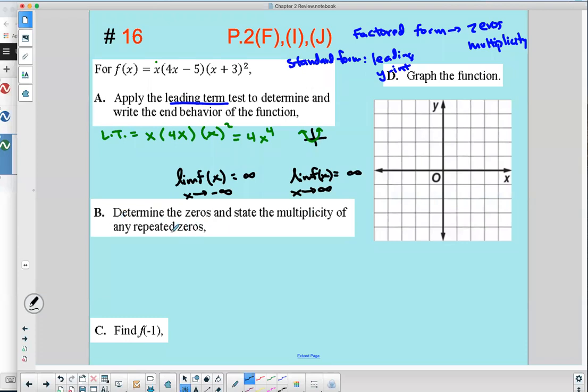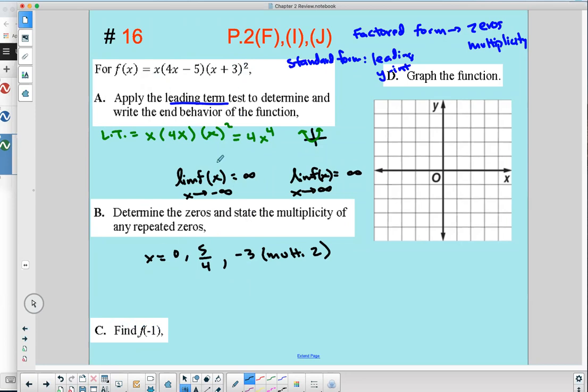Part B determines zeros and multiplicity. So that's what the factored form finds. So I have zeros. I have one at 0 here. Now inside flips. So instead of it being a negative 5, it'll be a positive 5 divided by 4 if you solve that. And you would also have a negative 3. And that negative 3, since it's squared, would be multiplicity of 2. Again, you could graph this and you would see these zeros, but the multiplicity of 2 is because it's squared.